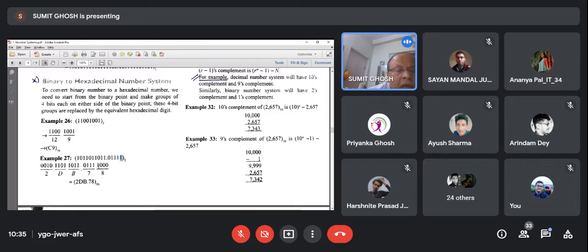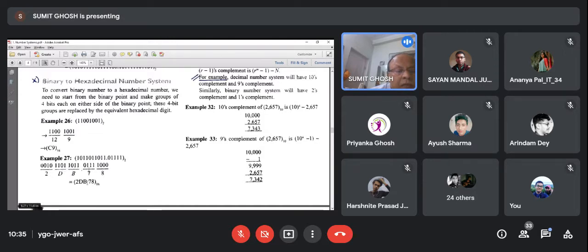So I bring it down and add zeros to the right of it. After the decimal place, if I add 0, it doesn't make any difference. Before the decimal place, if I add zeros to the left, it doesn't make any difference. So I have to make groups of 4. So 1, I'll make groups of 4 as 1000. So 1000 equivalent of this is 8. Clear?